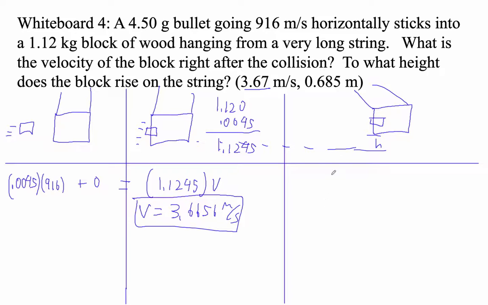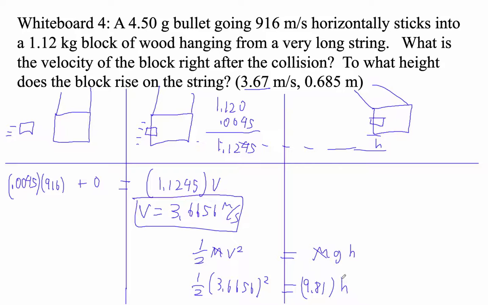Okay. And now when it goes from here to here, this kinetic energy turns into potential energy. So I'm going to say my 1/2 mv squared equals mgh in this case, right? And then notice the masses cancel. Once the bullet sticks in the block, the mass doesn't change. So 1/2 times 3.6656 squared is equal to 9.81 h. All right, so square that guy, divide by 2, divide by 9.81.